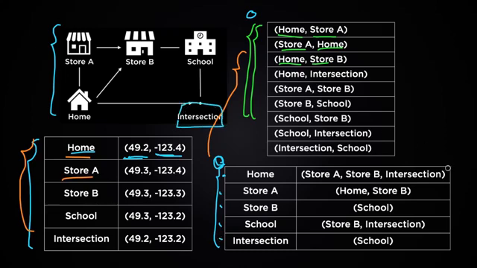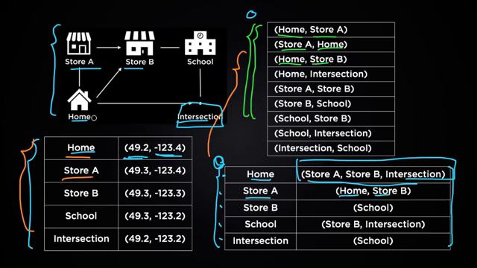And on the right-hand side, for each of those places, we have all the places you can go from there. So from home, you can go to store A, store B, and intersection, as you can see here. And from store A, you can go to home or store B. So these two methods are basically two different ways of storing exactly the same set of data. And as you can see, they have sort of different structures. And so these are simplified examples of what data structures look like.